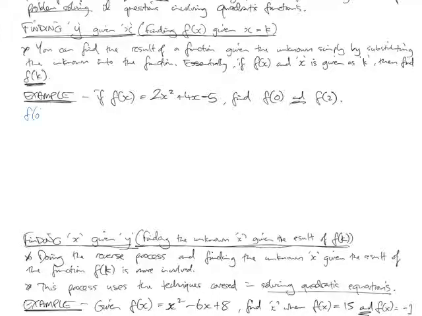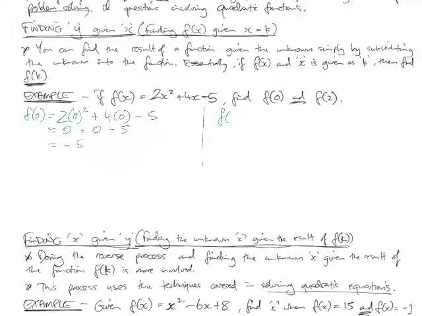f(0) is going to be 2, replace the x with 0, because we're finding the function of 0 this time, squared, plus 4 times 0, take 5. 0 squared is 0, times 2 is 0, plus 4 times 0 is 0, take 5. The function of 0 is going to be -5. And that's the first one out of the way.